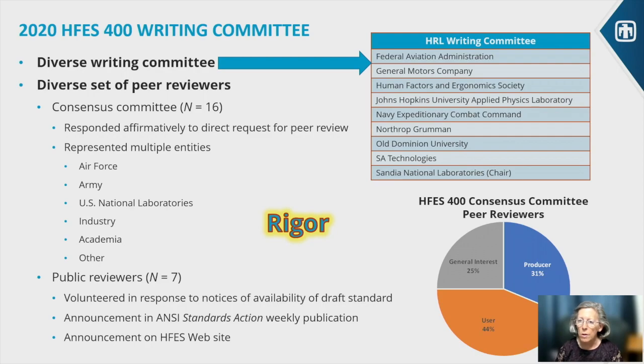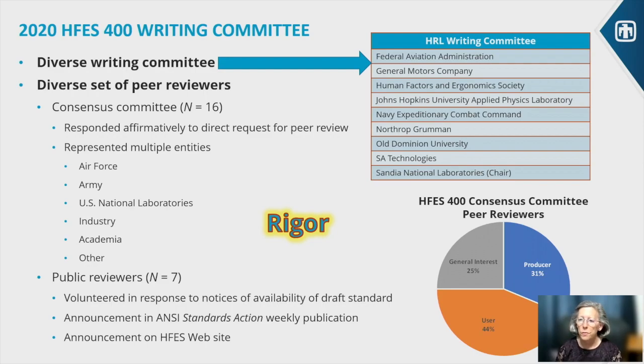So first we had what's called a consensus committee, which consisted of 16 people in the human systems community. We basically contacted people that we knew, people who were recommended, and we said, hey, we're writing this standard. Would you be interested in reviewing? And we got 16 people who responded positively and said, yeah, they'd like to review it. Again, diversity. So people from Air Force, Army, US National Labs, industry, academia.